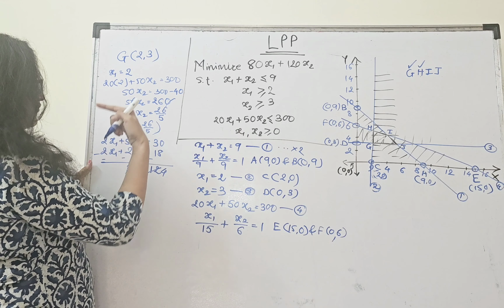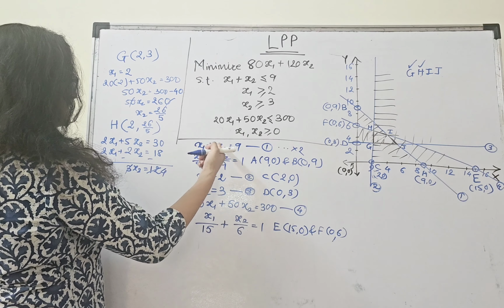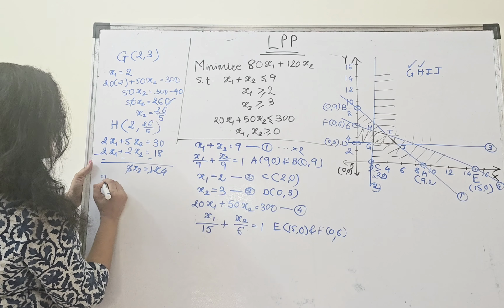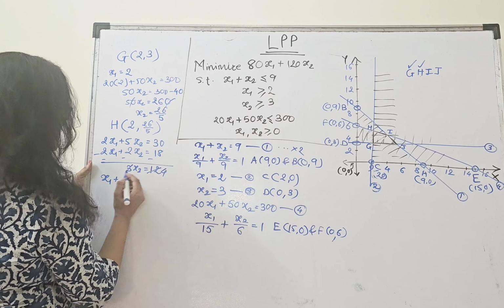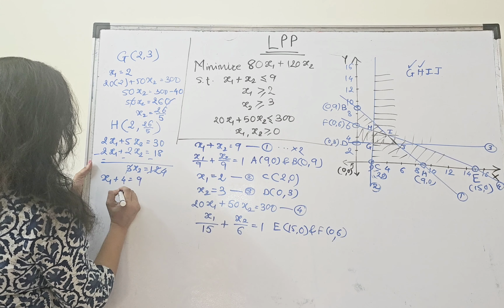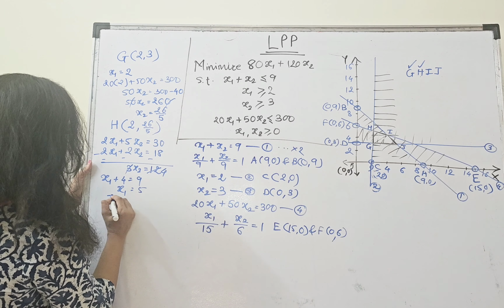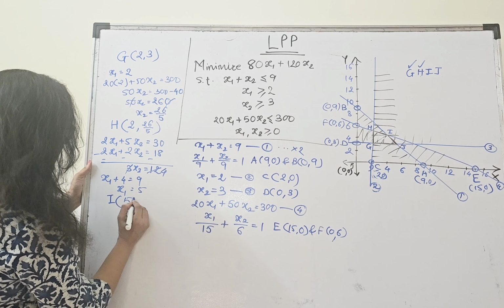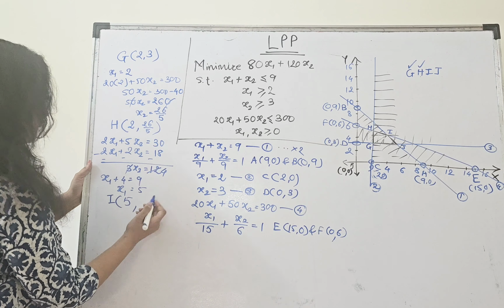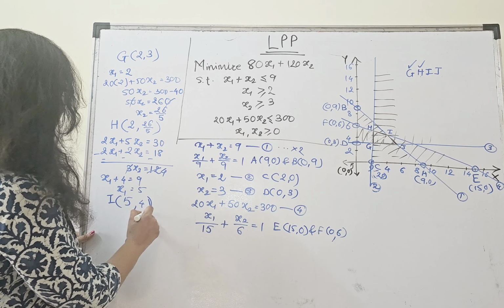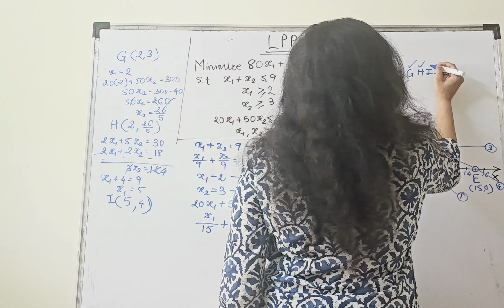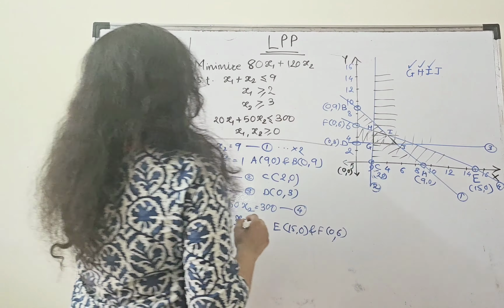Now put that value of x2 in any of the equations. Let's put it in the first equation as it is easier. So x1 plus this x2, which is 4, equals 9. That gives me the value of x1 as 5. So the point I is nothing but x1 is 5 and x2 is 4. So this I is 5 and 4. I is done here.